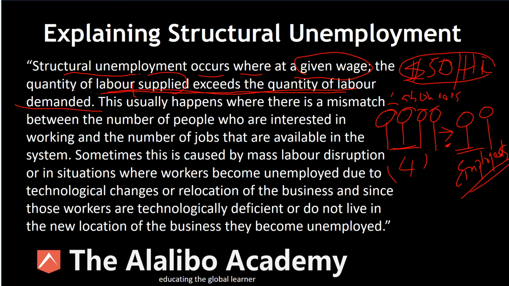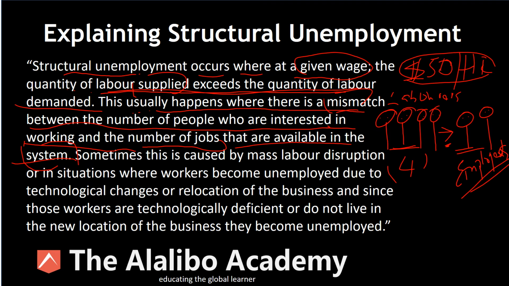It says here, this usually happens when there is a mismatch. And we see the mismatch here. 4 people looking for work and 2 employers looking to hire 1 each. And if they hire 1 each, that means 2 people are still unemployed, right? So when there's a mismatch between the number of people who are interested in working and the number of jobs that are available in the system, in the workplace. And that's what this is depicting.